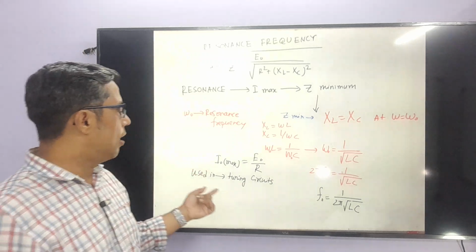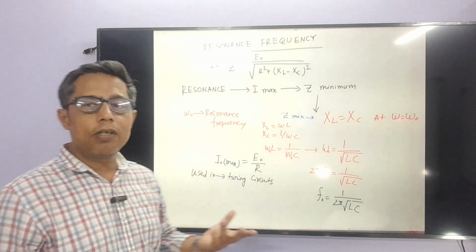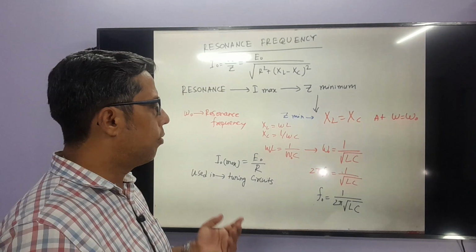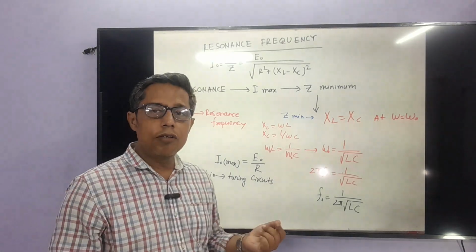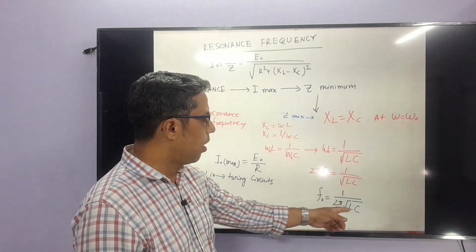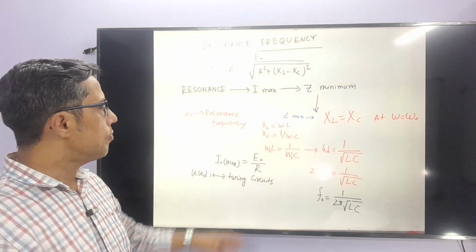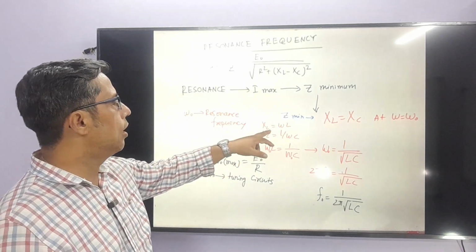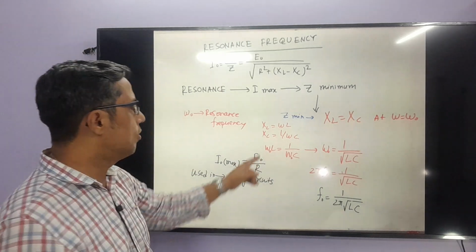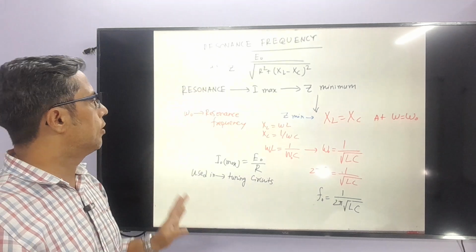What is the utility of these things? Resonance is used in the tuning of circuits, like the day-to-day TV circuit, and for the radio we use the resonating frequency. The resonating frequency f0 is equal to 1 by 2π root LC. This is the derivation we have. As I already told, XL is equal to ωL, and XC is equal to 1 by ωC. If we equate them at the resonating frequency, we get this particular term. This is the derivation part.